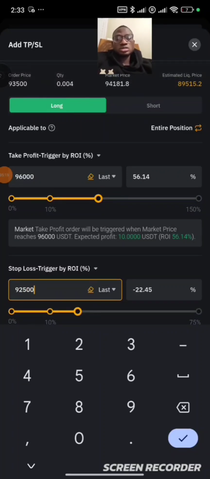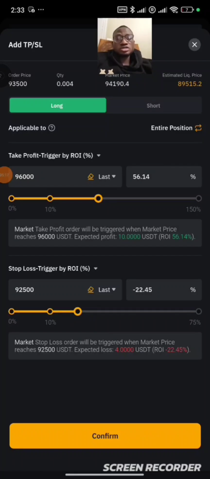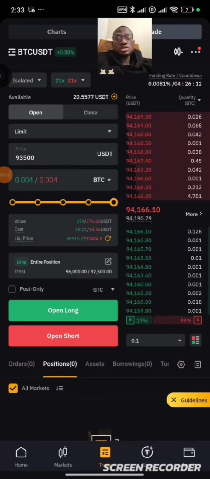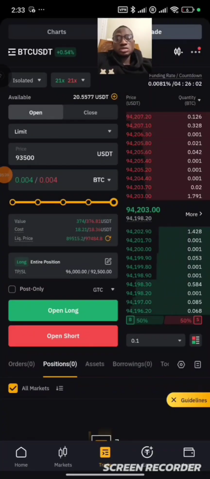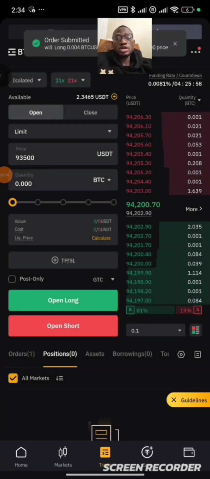Stop loss. These are just your assumptions. So then I will click on this. Don't forget, when you are using stop loss, you have to choose if you are longing or shorting. You can see, I'm longing. So that's it. I've clicked on long, and then I can click on open position because I want to long, I want to buy.